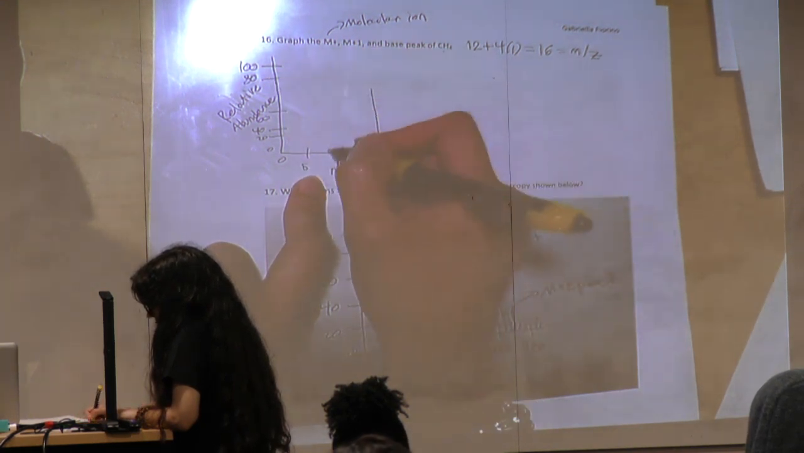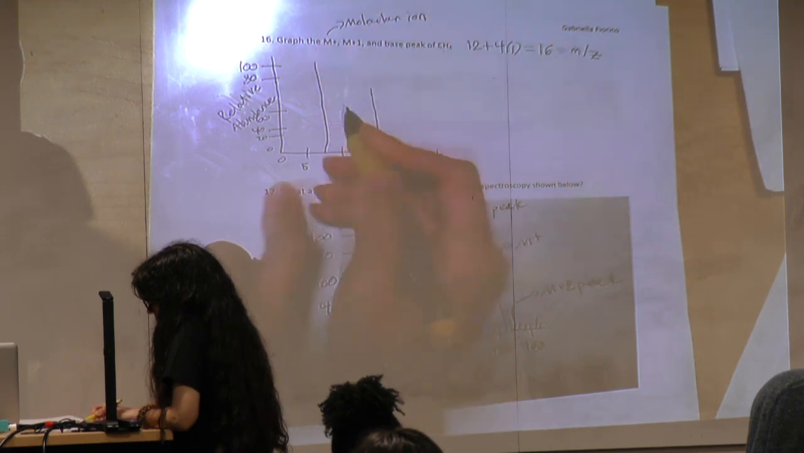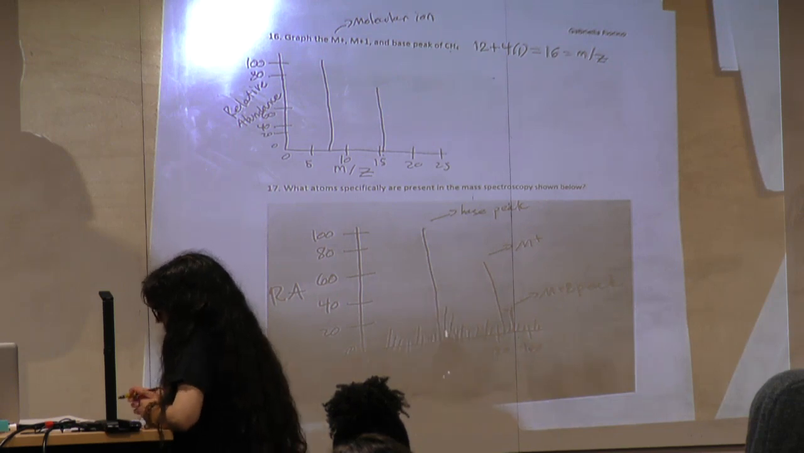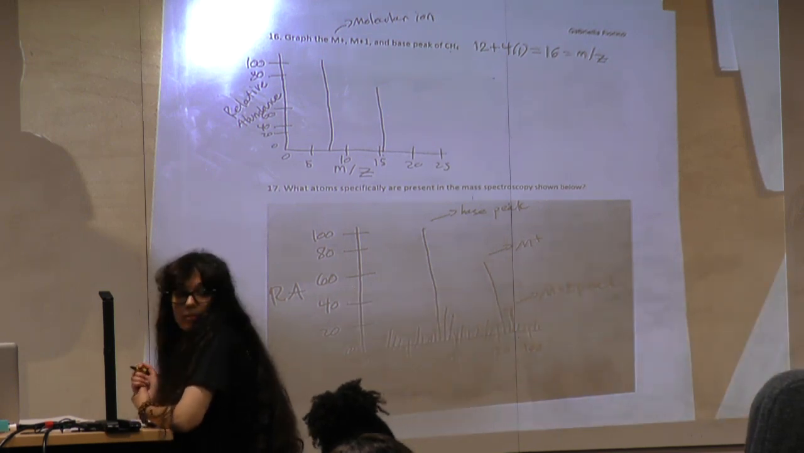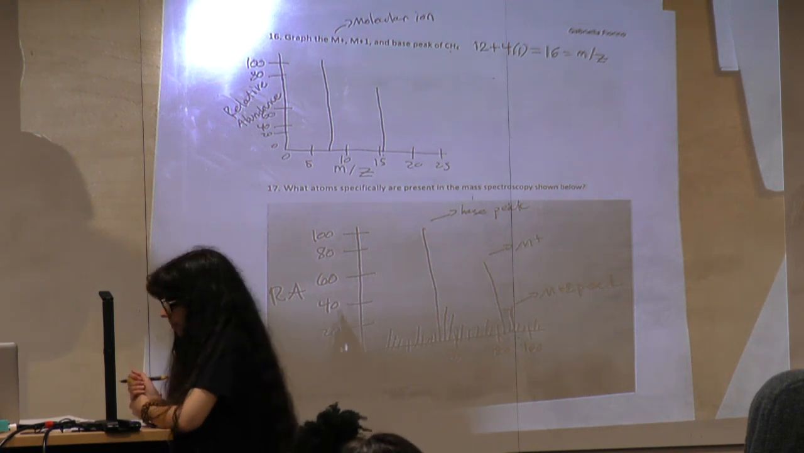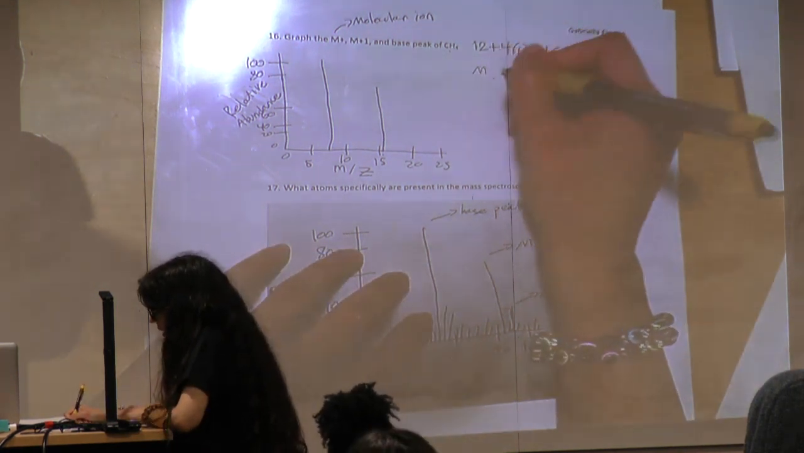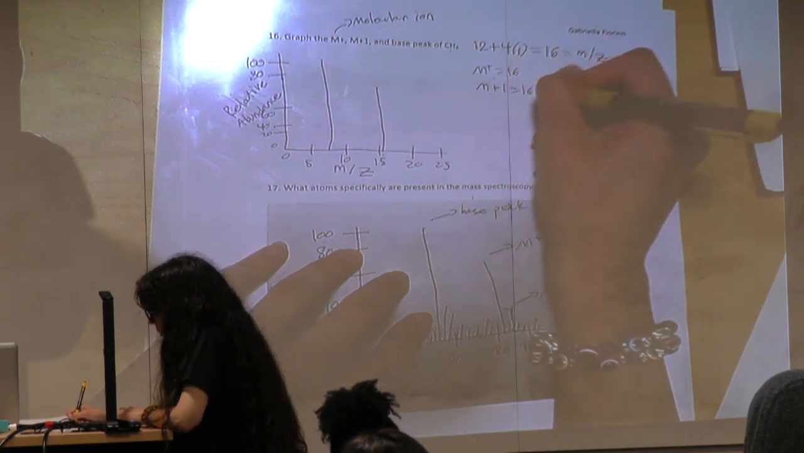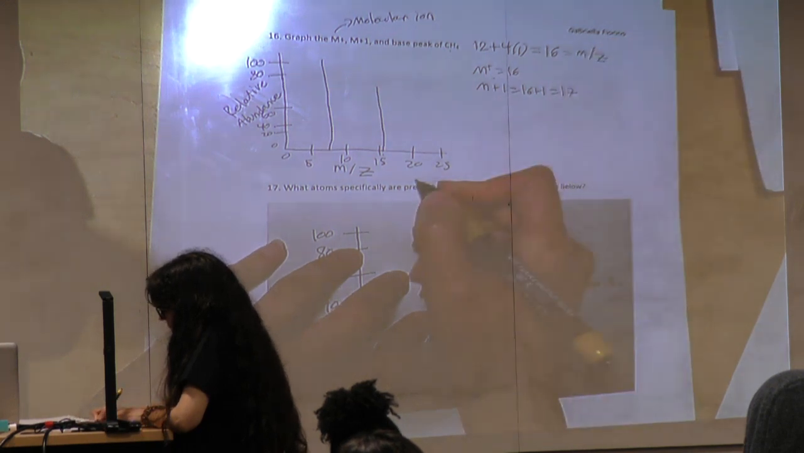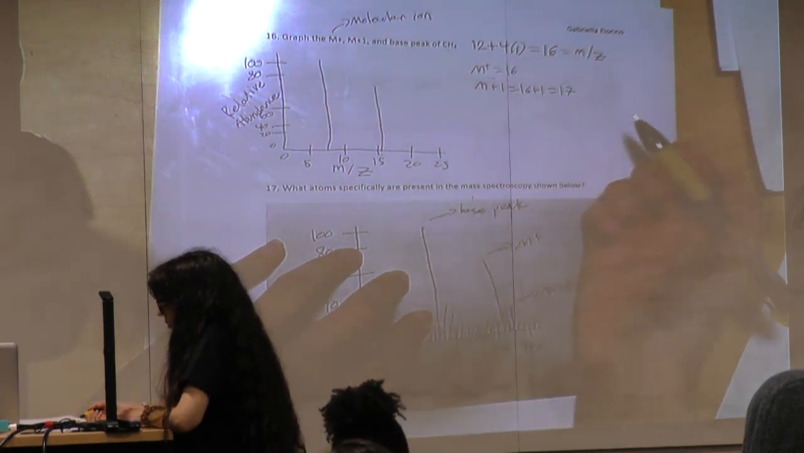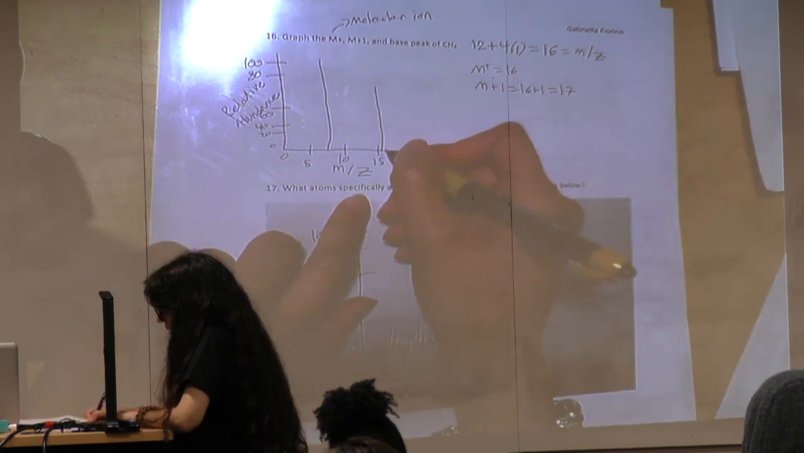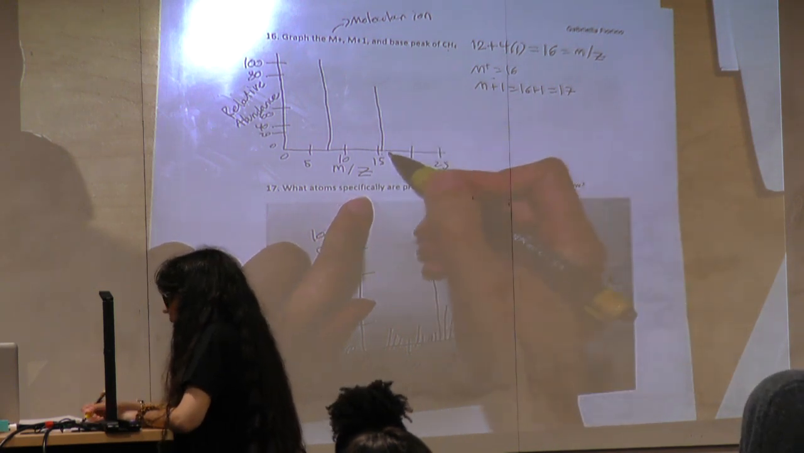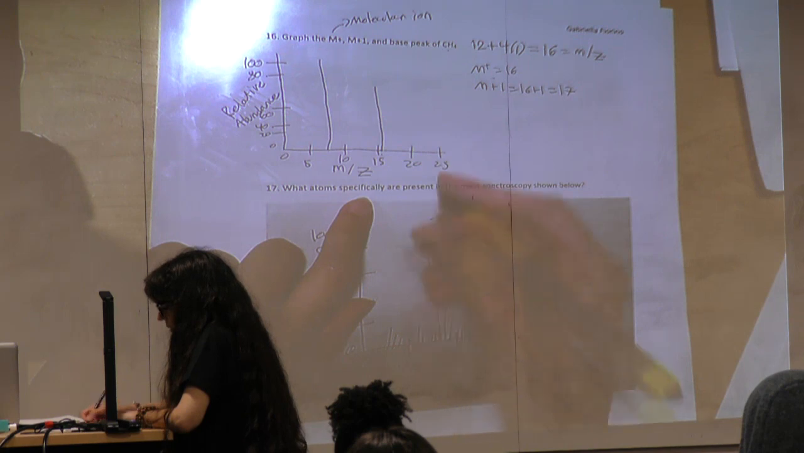Our base peak, we can't really find it, but it's going to be the tallest peak, so it's going to be around 100. How do we find our M+1 peak? Yeah, exactly. If our molecular ion peak is equal to 16, our M+1 peak is 16 plus 1, which is 17. So that's really all you have to do to find it. We're going to draw another peak at 17. Now, are we going to make that a really tall line or really short? Really short, and why?